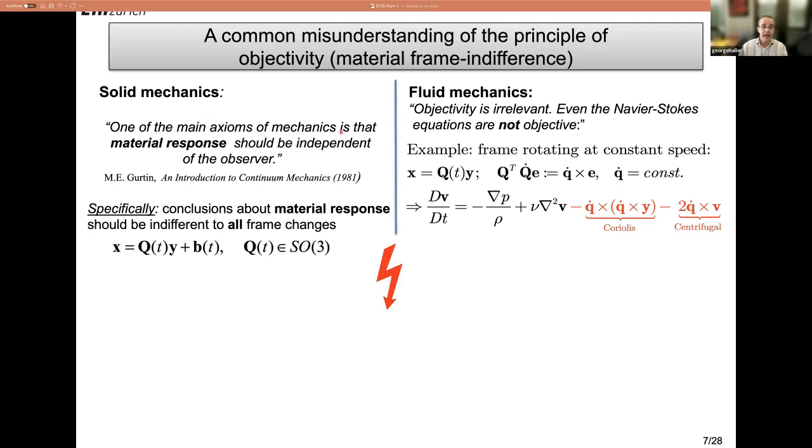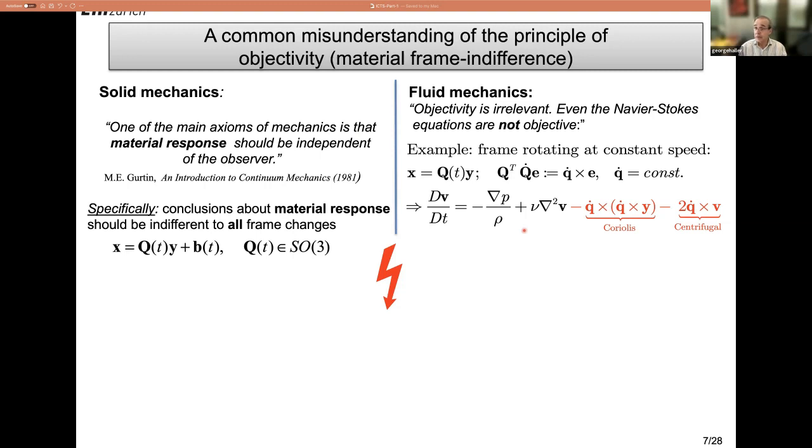It says one of the main axioms of mechanics. It doesn't say solid mechanics. It says mechanics, and fluid mechanics is part of mechanics. So if it was wrong in fluid mechanics for the equations of motion to change in different frames, that it would somehow invalidate the principle of objectivity, it would invalidate it for the whole area of mechanics, because guess what? This is just Newton's equation of motion.